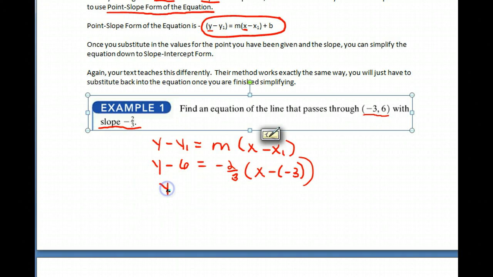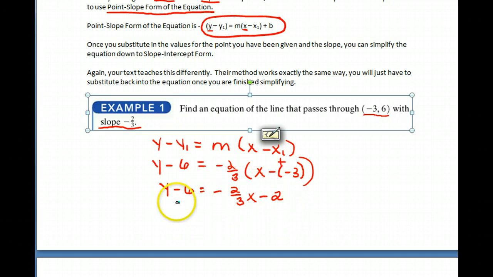At this point, I want to distribute in my fraction of negative 2/3. So I have negative 2/3 x. And a negative times a negative technically makes a positive, so we can think of that like an x plus 3 in there. So when we distribute negative 2/3 times positive 3, that is going to leave us with negative 2 because the 3's will cancel, or you can think of it like negative 6 over 3, which divides down to negative 2.